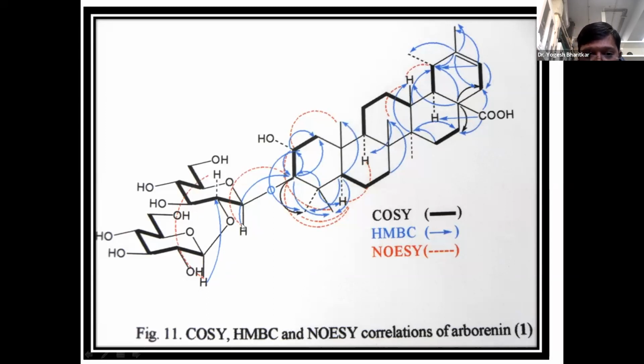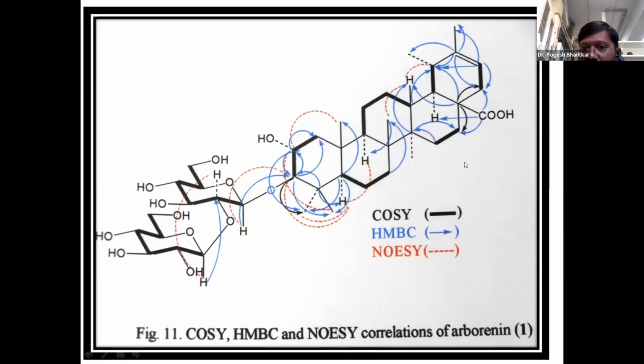And from HMBC, this anomeric proton correlates through 3J coupling, a 1, 2, 3 bond correlation. Here is also a 1, 2, 3 bond correlation. From this we get this molecule, and from this information we can say this is the attachment present in this molecule.